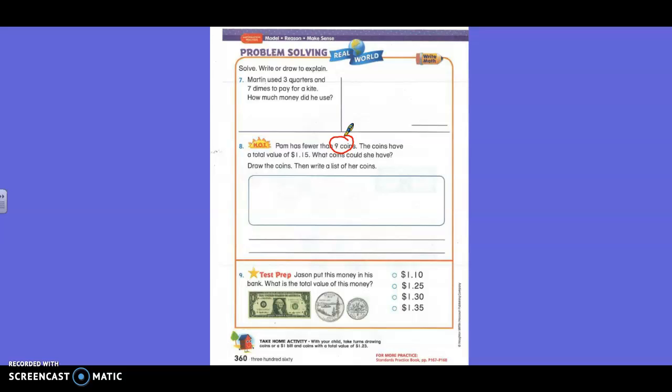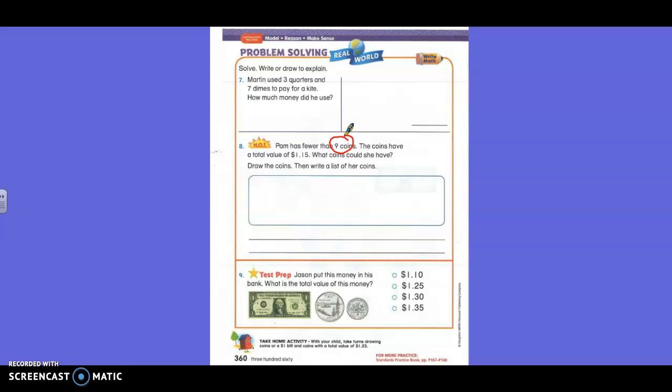Listen, when you are trying to use fewer coins, you have to use bigger amounts of money, right? The value of the coins needs to be bigger. So what is the biggest coin that we know? Everyone? Quarters. You need to use quarters. We have to do fewer than 9 coins. So what can we do? What kind of coins can we do?